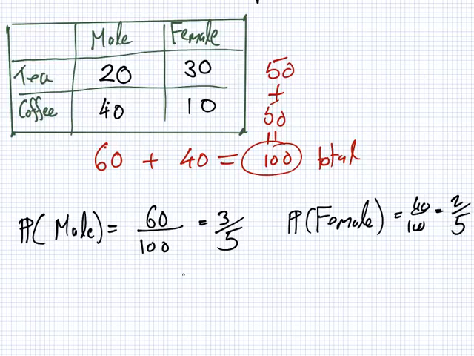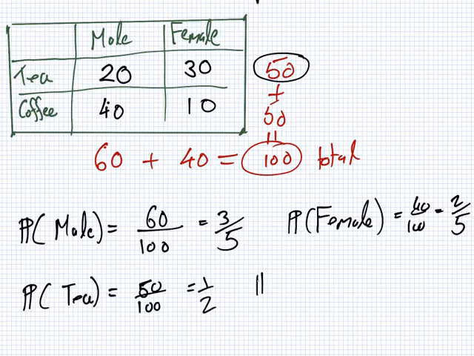Okay, let's do another probability. Probability that the person drinks tea. 50 over 100, because there's 50 people that drink tea, which is 1 over 2. And the probability that the person drinks coffee? 50 over 100, which is also 1 over 2.